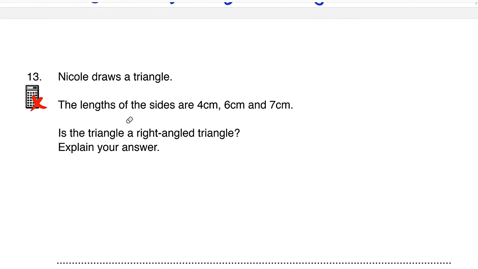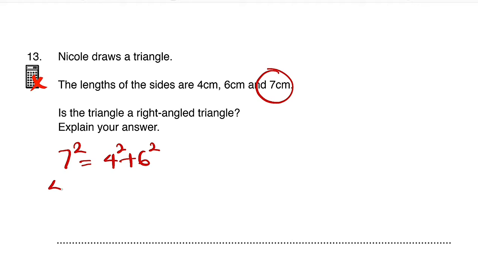Question number 13. The lengths of the sides are 4, 6, and 7. Is the triangle a right angle triangle? Explain your answer. We are going to apply the same thing. Remember that the hypotenuse is the longest side. So we are going to take this as the hypotenuse. 7 squared will be equal to 4 squared plus 6 squared. 7 squared is 49. 4 squared is 16. 6 squared is 36. This is 49 equal to, this is 52, right? Which is not the same.